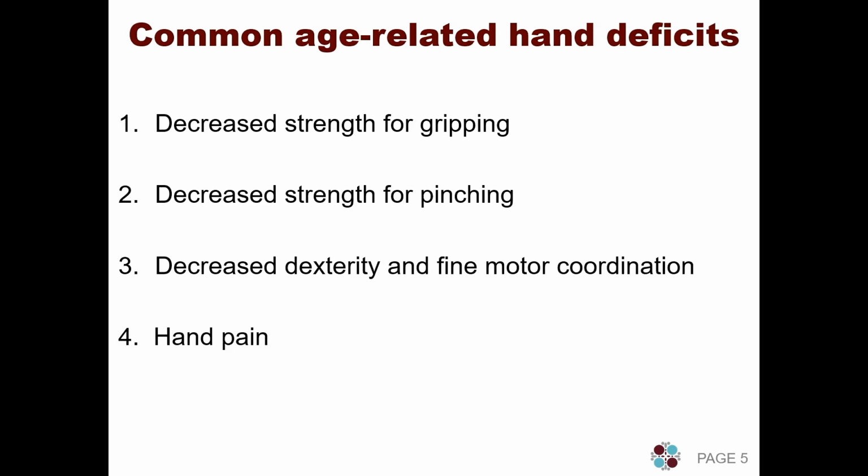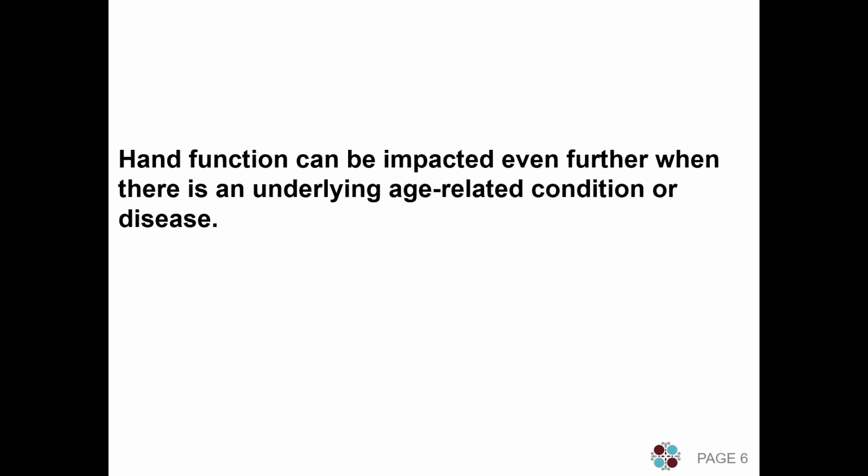Some of the common age-related hand deficits that we will look at today include decreased strength for gripping, for pinching, decreased dexterity and fine motor coordination, and just generalized hand pain, and how those greatly impact an individual's ability to complete day-to-day activities. So there are age-related factors that we just talked about that can impact hand performance. Hand function can further be impacted when there's an underlying age-related condition or disease, which we will look at next.